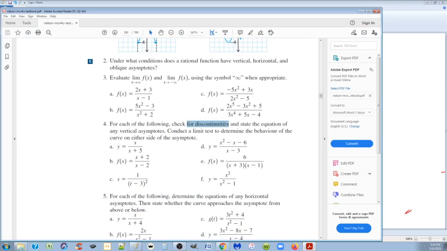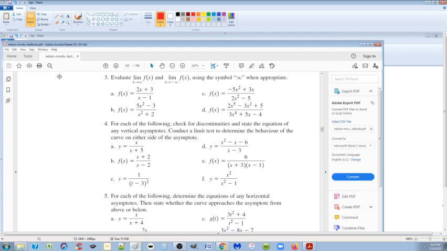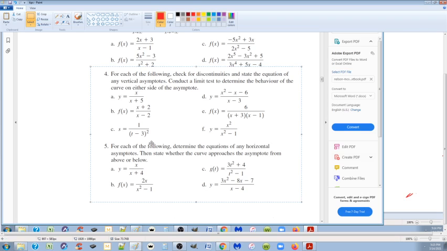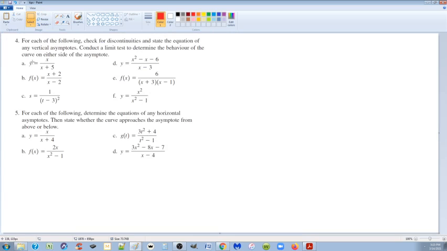Check for discontinuities, so that's where there'd be asymptotes or holes, and state the equation of any vertical asymptotes. Conduct a limit test. So they want to know what happens on either side. And limit tests are just graphing techniques. You should get used to it anyway, and just watch the graphing thing I did last time, because even though I bumbled a couple things, it's pretty accurate in what you have to do.